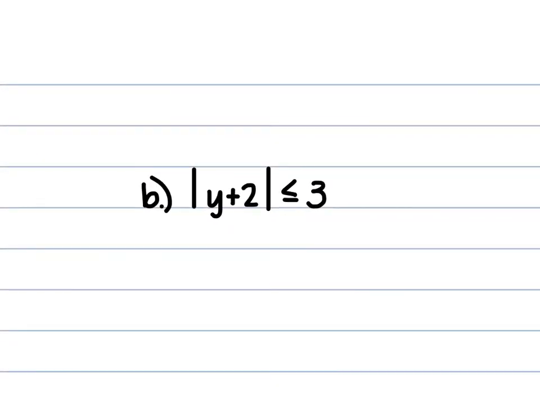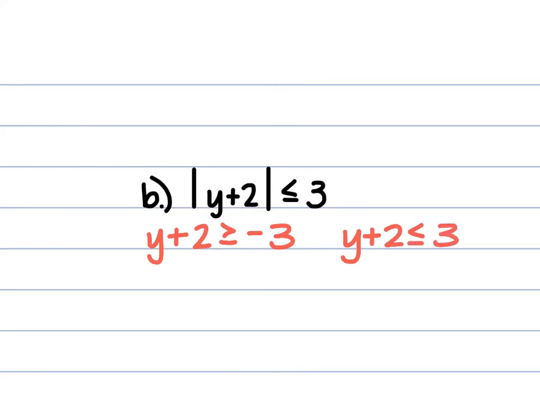If we look at B, we have the absolute value of y plus 2 is less than or equal to 3. So again, form two inequalities. You have nothing on the same side as the absolute value, so you go straight into forming two inequalities. So y plus 2 is greater than or equal to negative 3, as well as y plus 2 is less than or equal to 3.